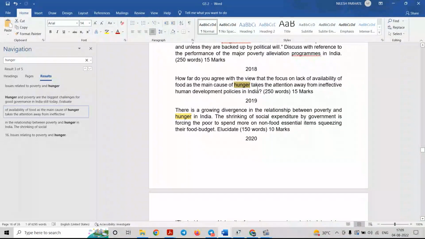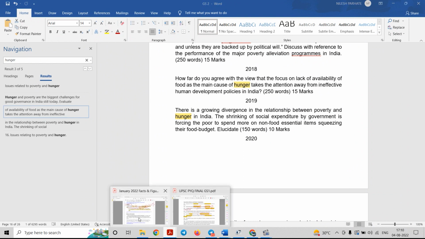Next, there is a similar question: lack of availability of food as the main cause of hunger. Do you agree with this view? No, actually India is a surplus country, but there is an issue of distribution of this surplus. People don't get proper, enough and quality food. That is an accessibility and availability issue, and that is leading to hunger, right? So let us come to the original PDF again.